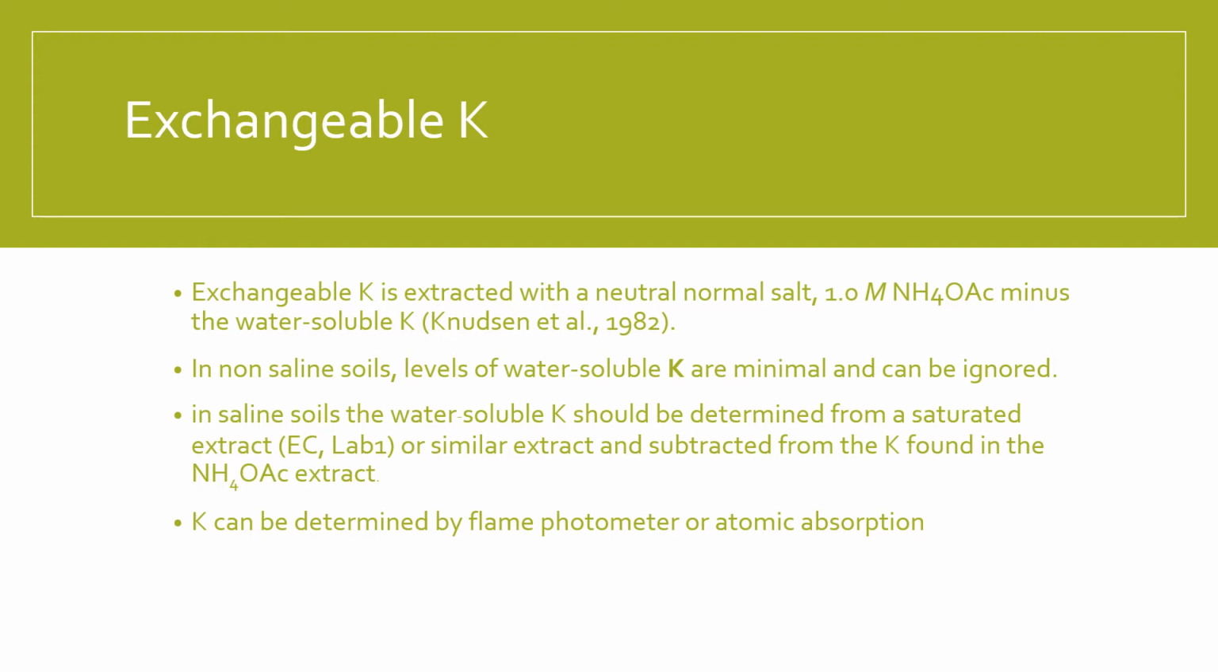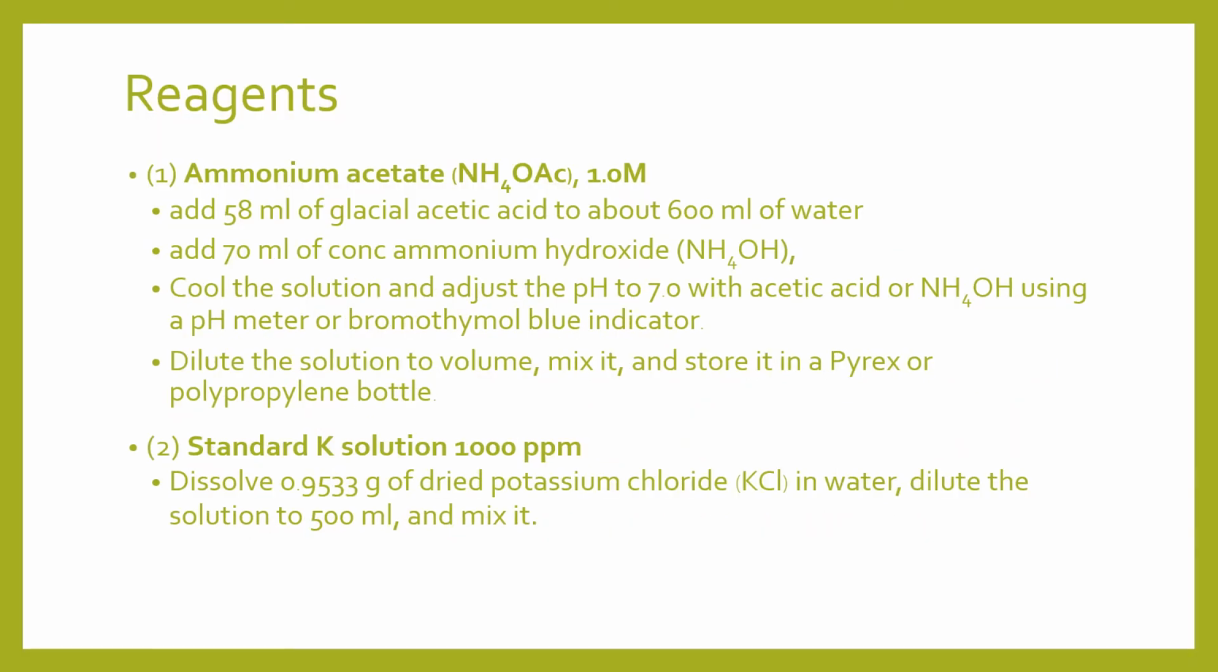But in the saline soil, the water-soluble potassium should be determined from the saturated extract, which we can analyze from the laboratory one from the saturated paste of soil, and then a similar extract, and subtract from the potassium found in ammonium acetate extract. After extracting soil with the 1 molar ammonium acetate, potassium can be determined by flame photometer or atomic absorption spectrophotometer. The reagents that we need, the first one is ammonium acetate 1 molar.